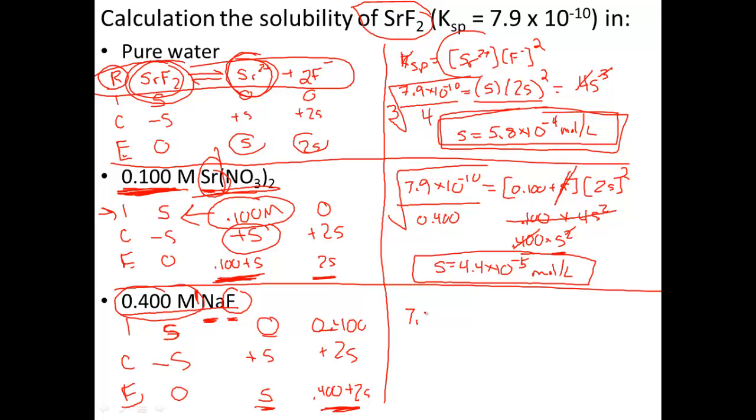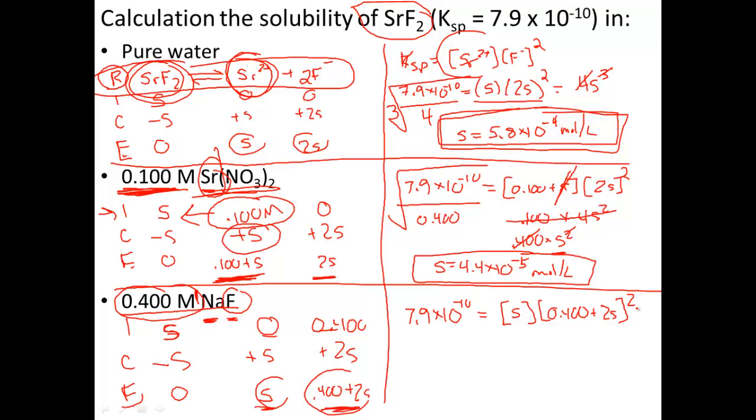And now we can plug these equilibrium amounts here into the equilibrium expression for KSP. So KSP is 7.9 times 10 to the negative 10th, and it equals S. That was the first one here. And now we plug in the last one here, 0.400 plus 2S, and all of that is squared.